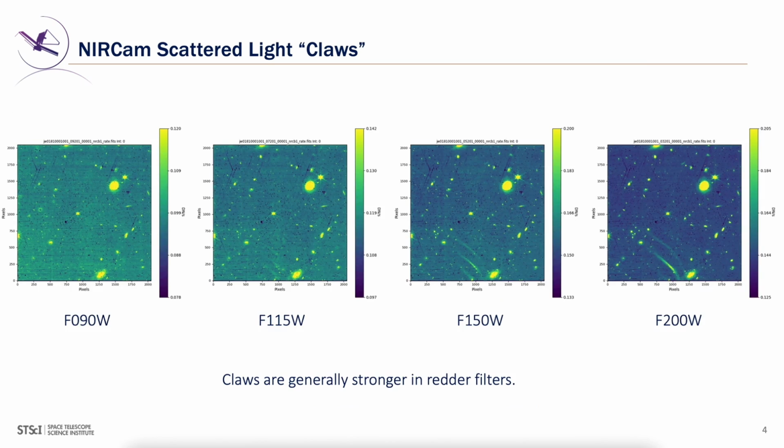Claws are generally stronger in redder filters. In this example, I'm showing a single observation with the same pointing across different filters. You can see that the claw is barely visible in the bluer filters like F090W, but becomes much more pronounced in the redder filters such as F200W. Since the pointing is the same for all of these images, the claw appears in the same general area of the detector, but its shape also varies slightly depending on the filter used.